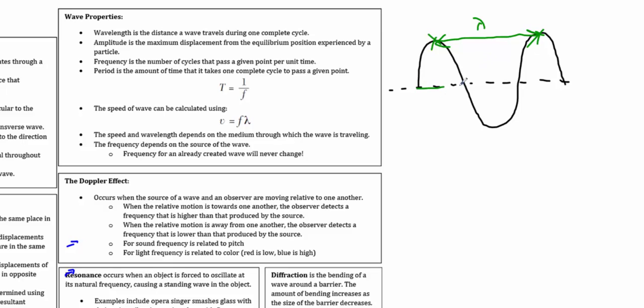Or it could be from this point to this point. It's the same length. It's also one wavelength because that wave is back again. It's where it repeated itself. Lambda is the Greek symbol that we use for wavelength. And it's length, so it's measured in meters.